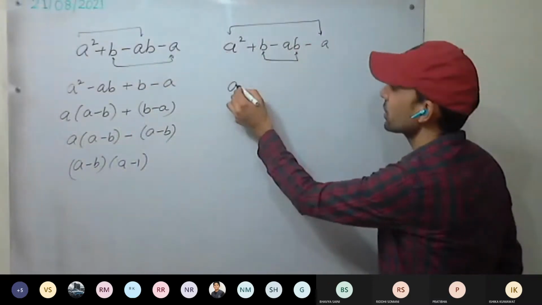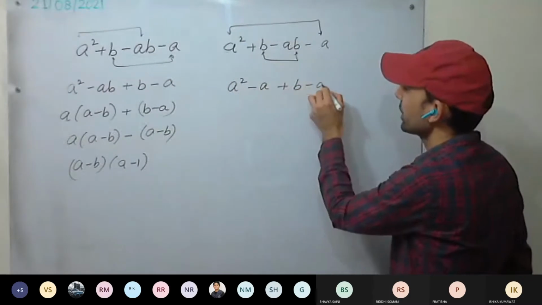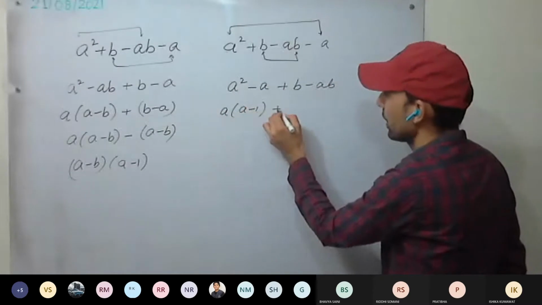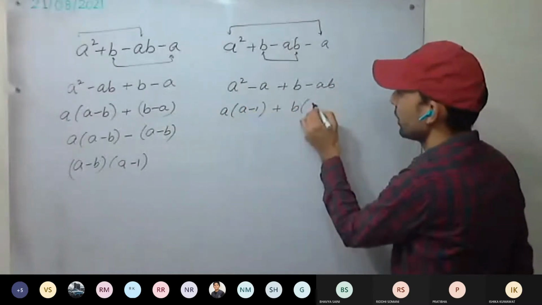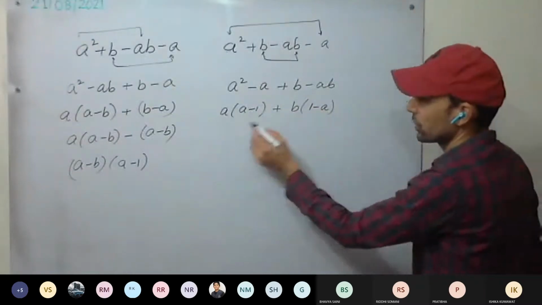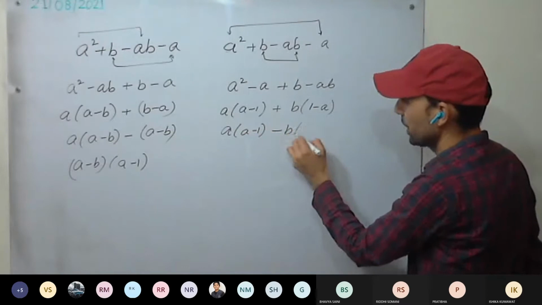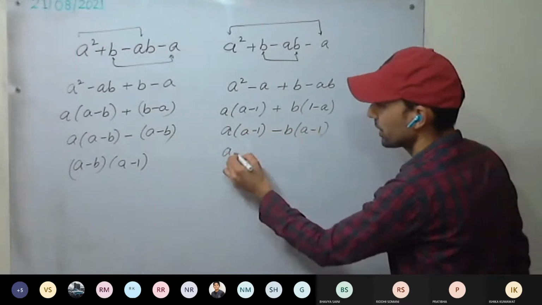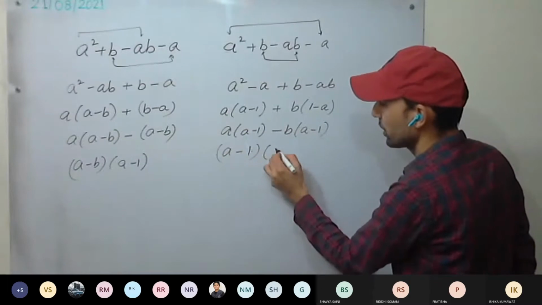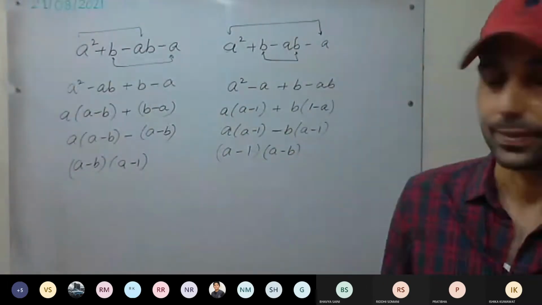What we have, a square minus a you have taken, plus b minus ab. A common, a minus 1, plus b into 1 minus a. It means minus we have to take outside. A into a minus 1 minus b into a minus 1. This time a minus b, a minus 1, you can write first or that one, no issues. Understood? You can group.